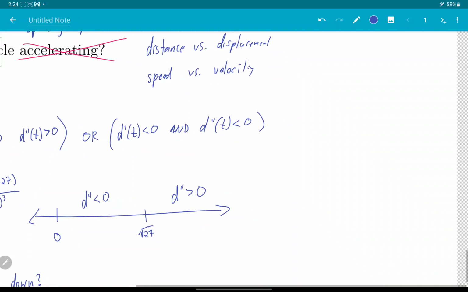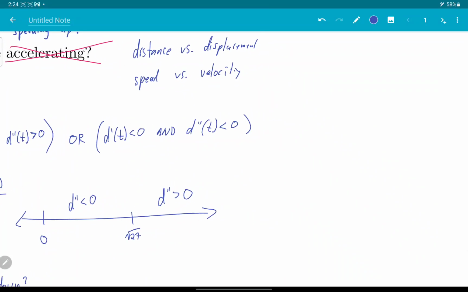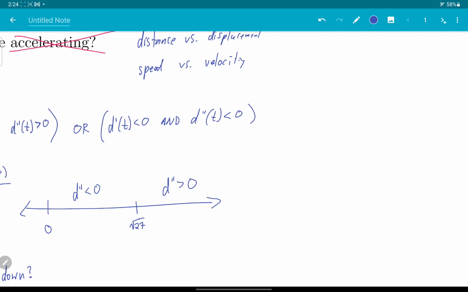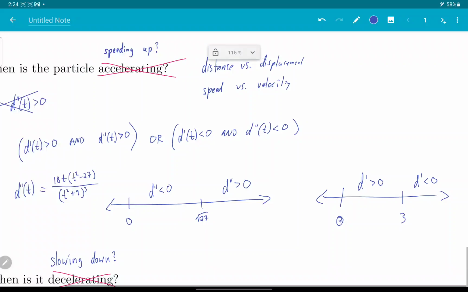Now, for d prime, we found above that we have something happening at 3. It's moving in the positive direction and then moving in the negative direction there. So we found above. Okay, so putting all this together, we can determine when we have this situation.